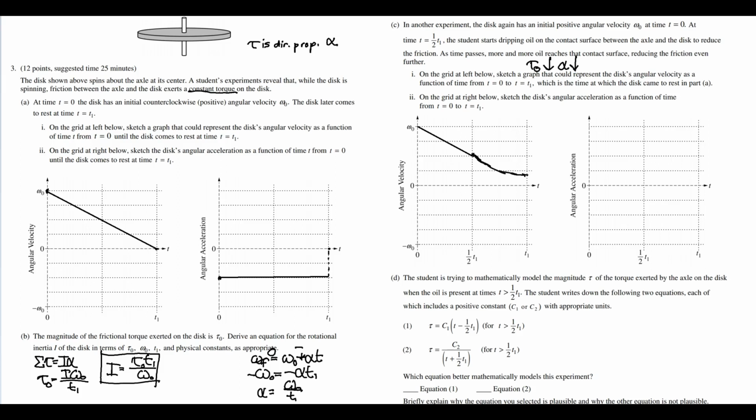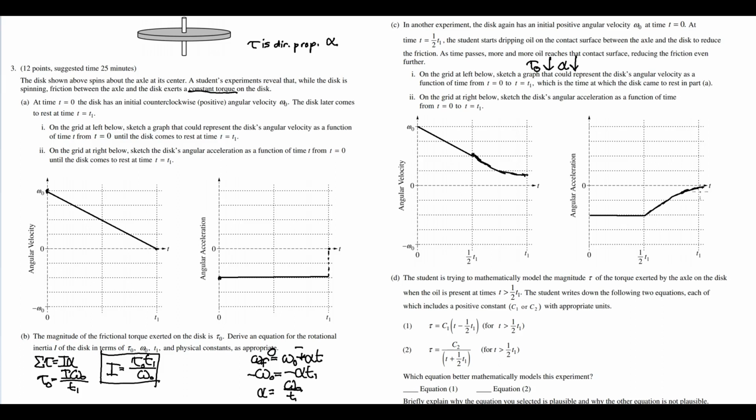Negative value, I'm sorry. There's this negative value over here, and it's constant. But once you start dripping oil, the angular acceleration will start to approach 0. So it'll approach 0. Why?